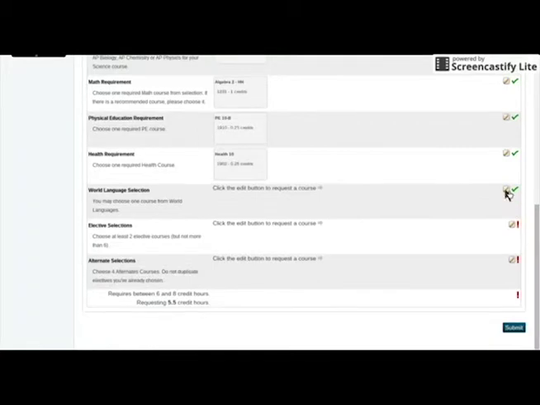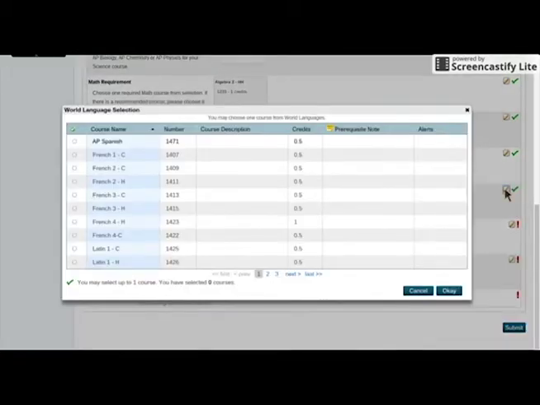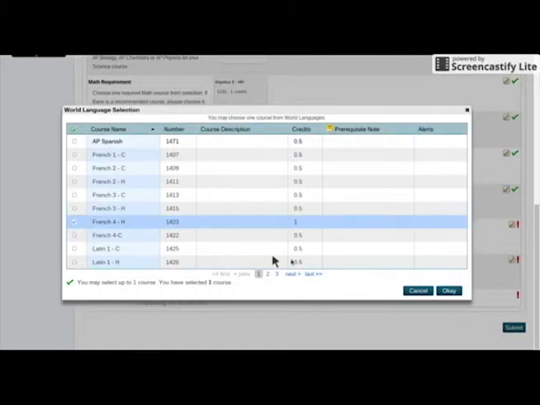Next, World Language. While World Language is not necessarily required for graduation from Windsor High School, if you are planning to continue your education and go to college, we strongly recommend 3 years of the same world language in high school. Colleges do not recognize the 8th grade year that you took prior to getting to Windsor High. So again, you're going to choose the next course in your progression. I'm moving on to French 4 Honors.